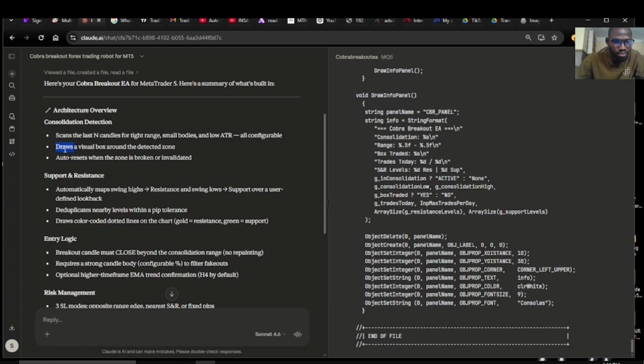It says it draws a visual box around the detected zone. So what this means is once it detects a zone, it's going to draw a box to signify or identify that consolidation zone.